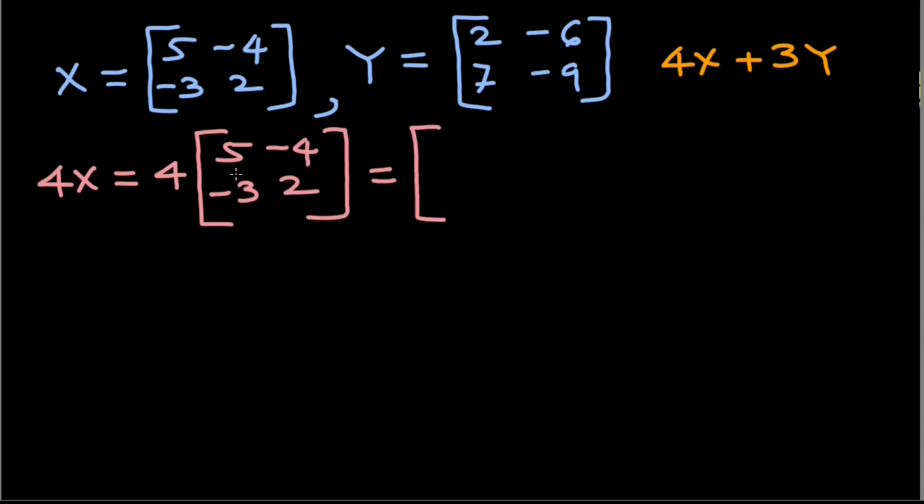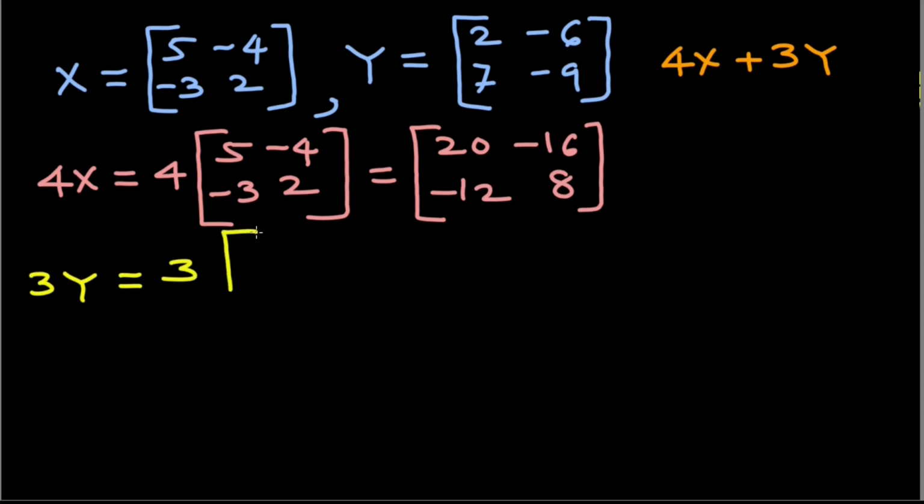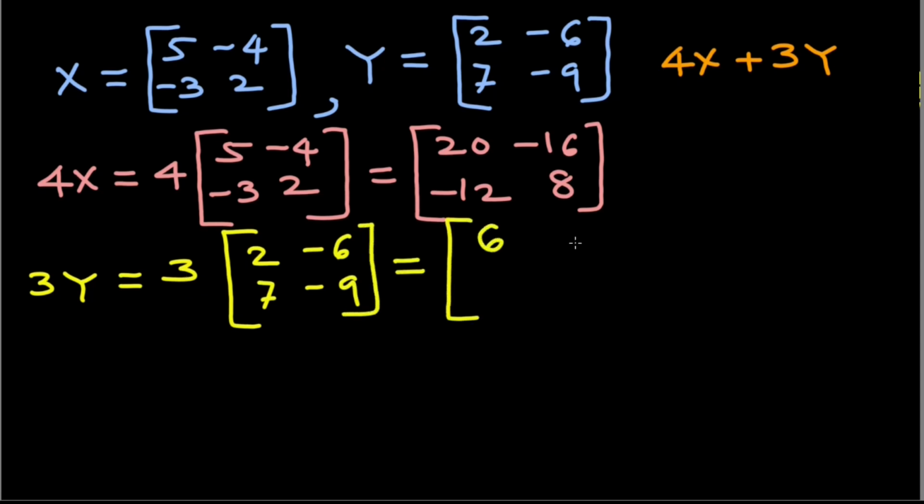It will be 4 5s are 20. 4 into minus 4, minus 16. 4 into minus 3, minus 12. 4 into 2, 8. Next 3Y will be 3 multiplied by 2, minus 6, 7, minus 9, which will be 3 2s are 6, 3 into minus 6, minus 18, 3 into 7, 21, 3 into minus 9, minus 27.